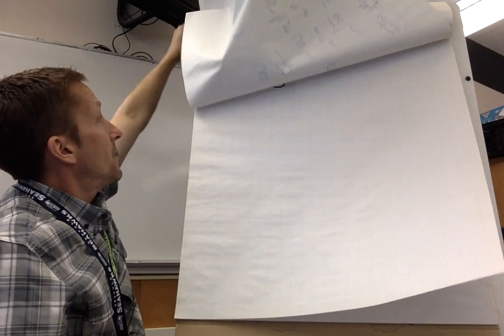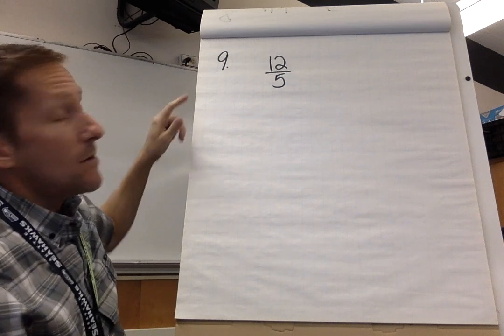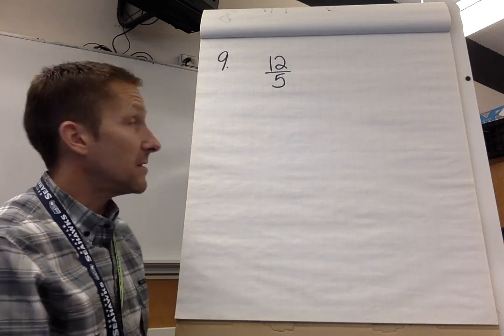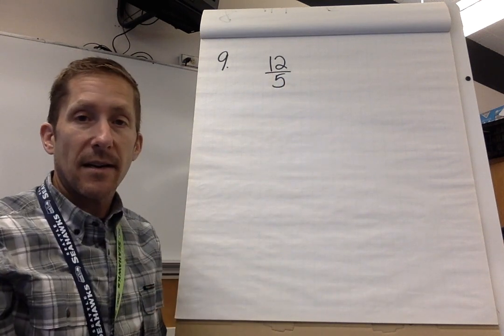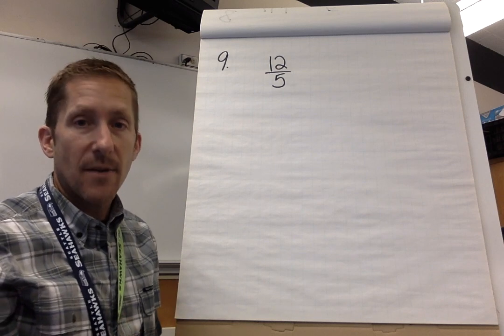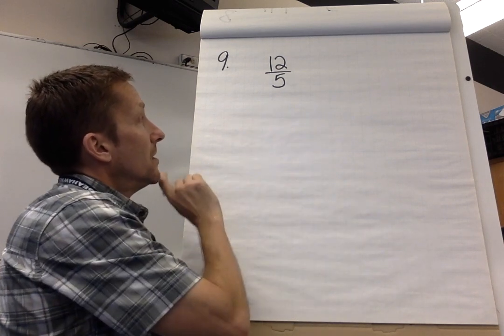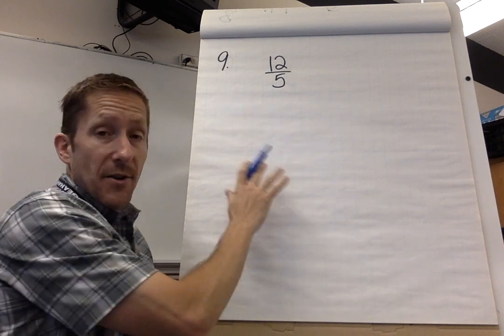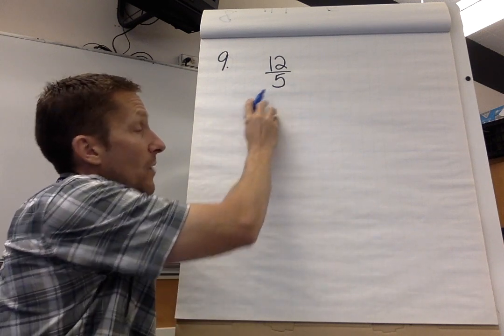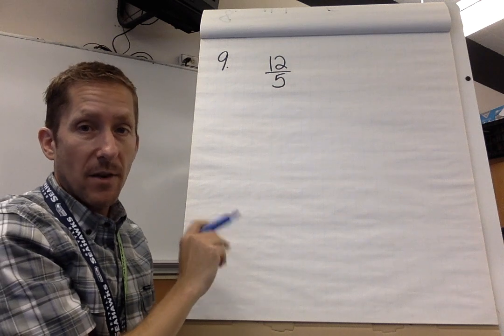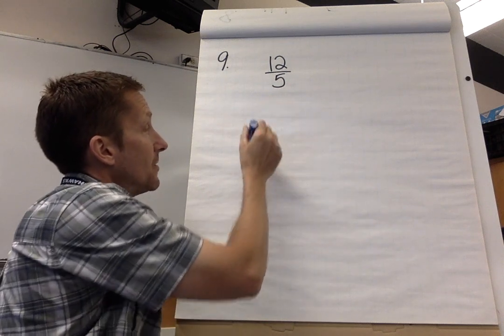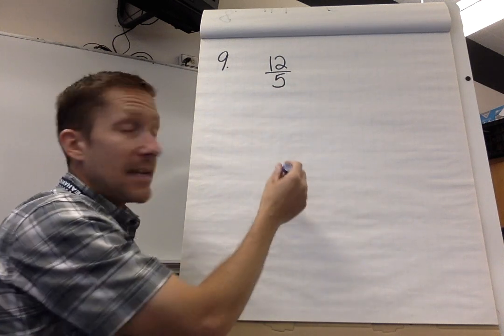Next problem, number 9. Improper fraction into a mixed number. This is improper because the numerator, the top number, is greater than the denominator, the bottom number. For understanding fractions, always start with the denominator. Always, always.